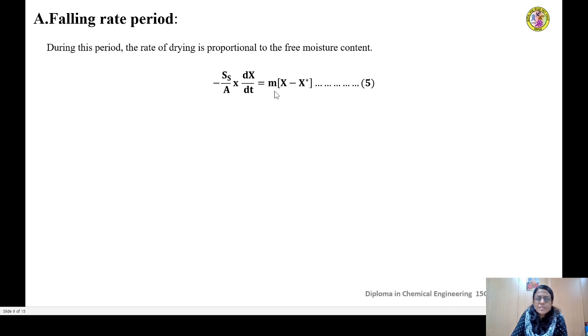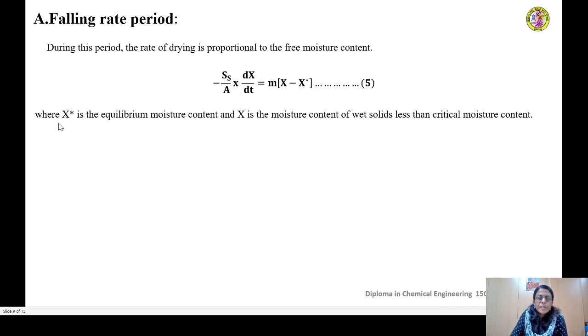So m represents the function, and the equation is saying that the rate of drying is proportional to x minus x star, which represents the free moisture content in the given substance, and m is the proportionality constant in this equation. So this is equation number 5, where x star is the equilibrium moisture content and x is the moisture content of wet solids that is less than the critical moisture content.